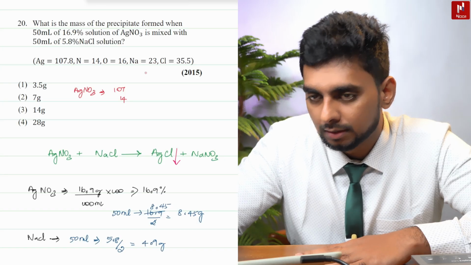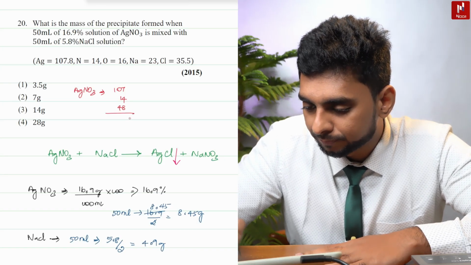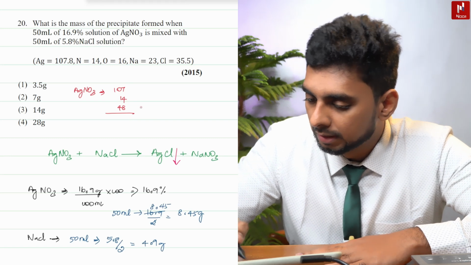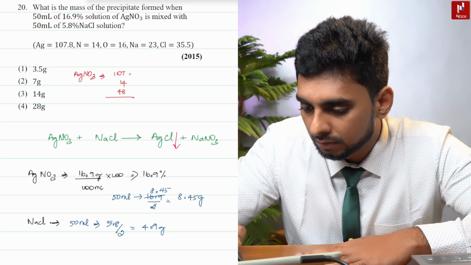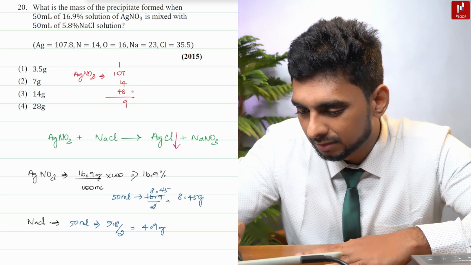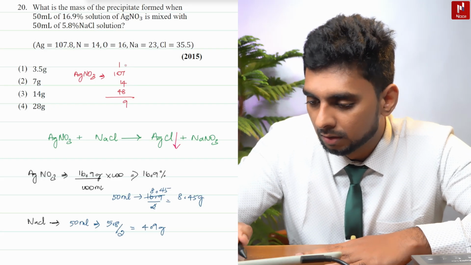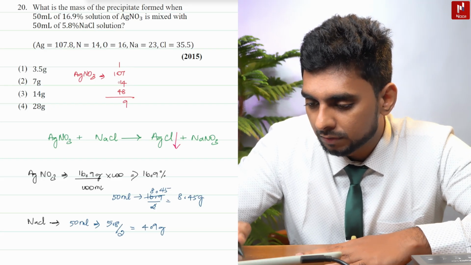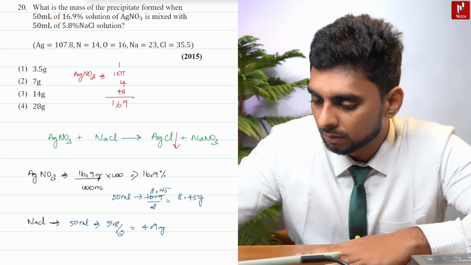32 plus 16 will be 48. So yes, correct. Now let me add this one. 8 plus 7 will give you 15, and 9 plus 1 is 10, so 15, 6, 169. For AgNO3, the molar mass is equal to 169.